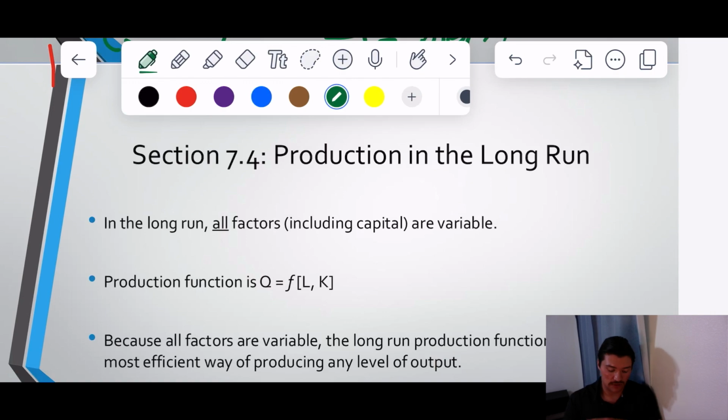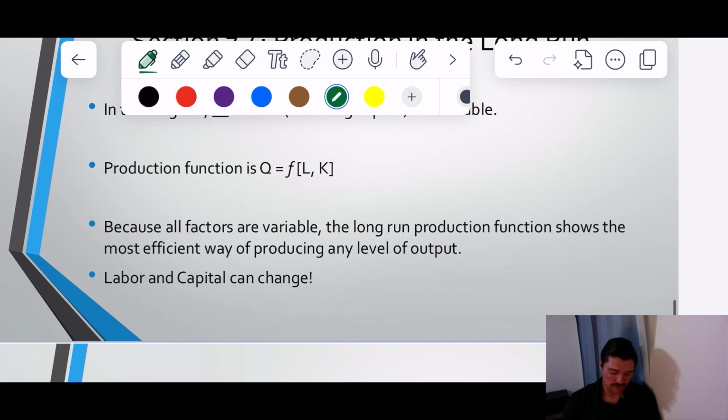We're going to discuss production in the long run. So remember, in the long run, everything is variable. Things can change easily. You can decide on a small building, and the next day you're like, you know what, we need a bigger building, and we can instantly change that, no problem. Everything is variable.